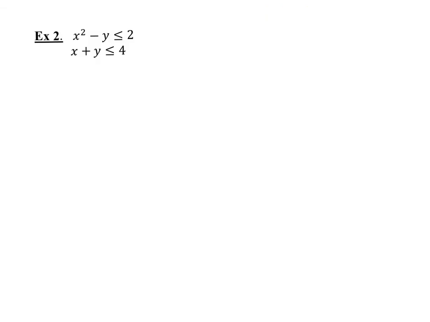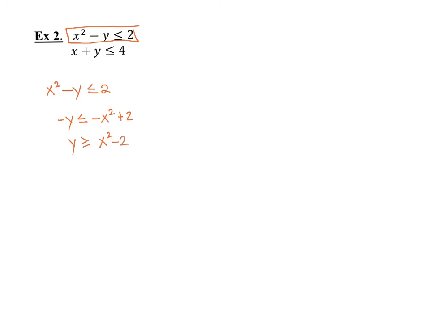Okay, we're going to do one more like this. In this case, let's look at the first one. This is actually going to be a parabola because it's quadratic, which is okay. I just have to make sure I keep that in mind. I think I'm still going to solve for y. I'm going to switch the inequality because I am dividing by a negative on both sides.